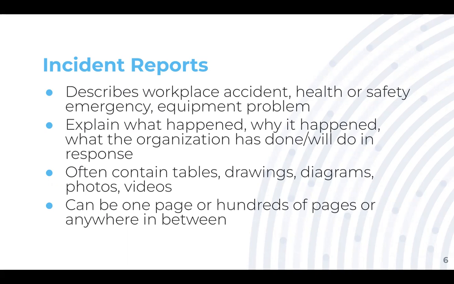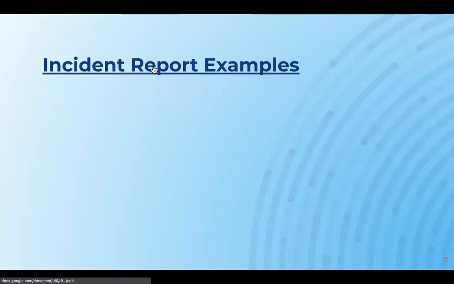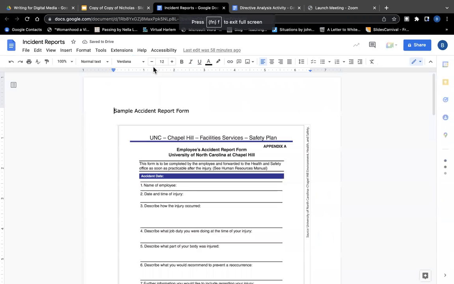Often, a full incident report will contain tables, drawings, diagrams, photos, videos, whatever kinds of things are necessary to provide as evidence of the incident that happened. These incident reports can be 1 page or they can be hundreds of pages or anywhere in between. So just like the directive, we have some incident report examples.